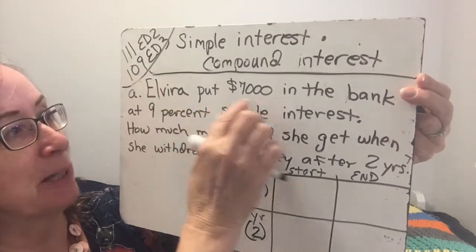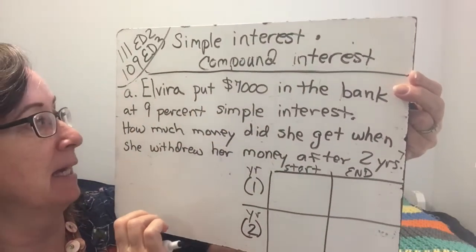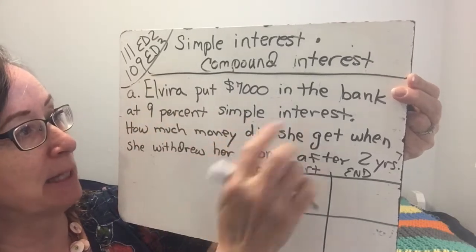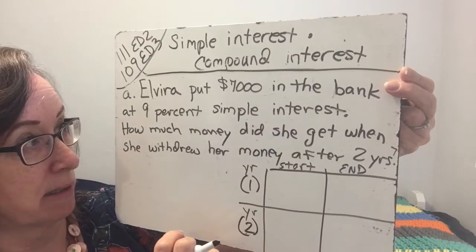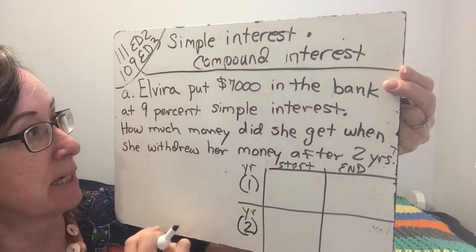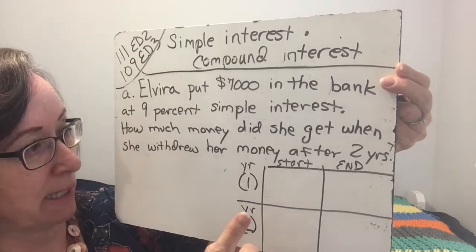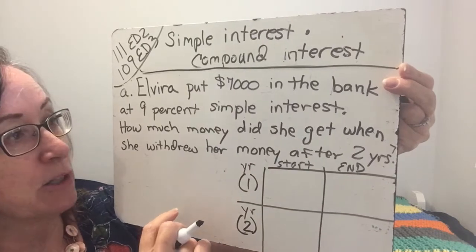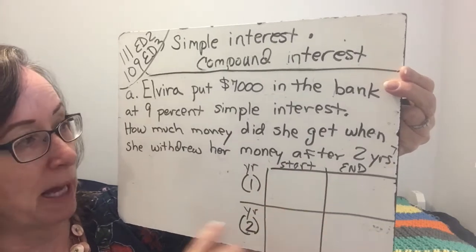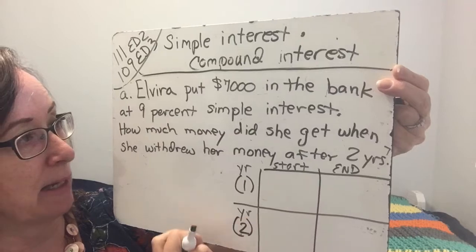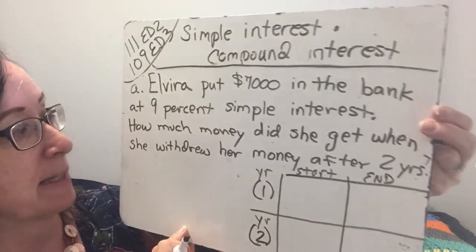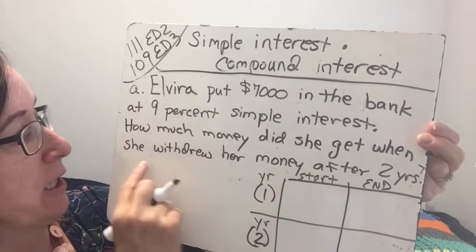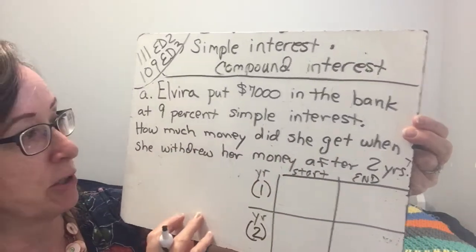So Elvira put $7,000 in the bank at 9% simple interest. Okay, so now this one is simple interest. So we're not compounding it like we did before. So we don't have to use our little boxes because it's going to end up not making a difference if we do it all at once. How much money did she get when she withdrew her money after 2 years?